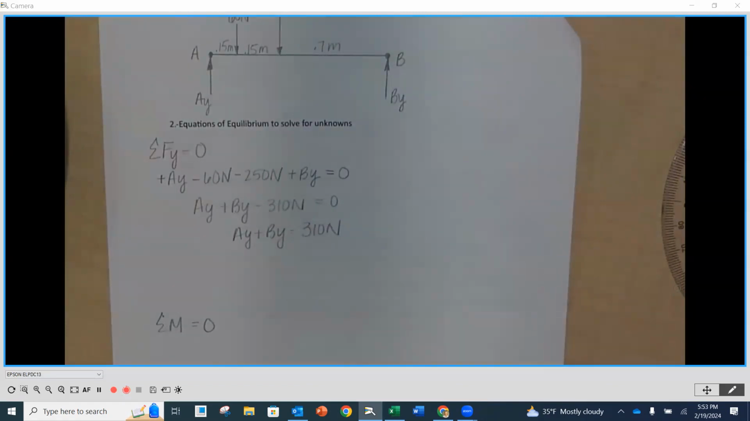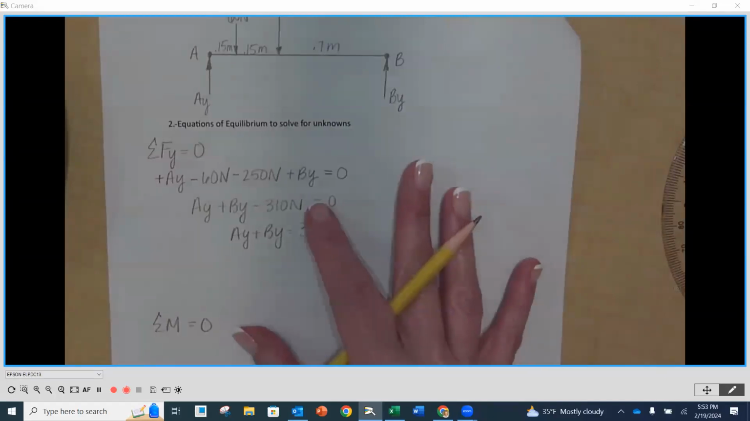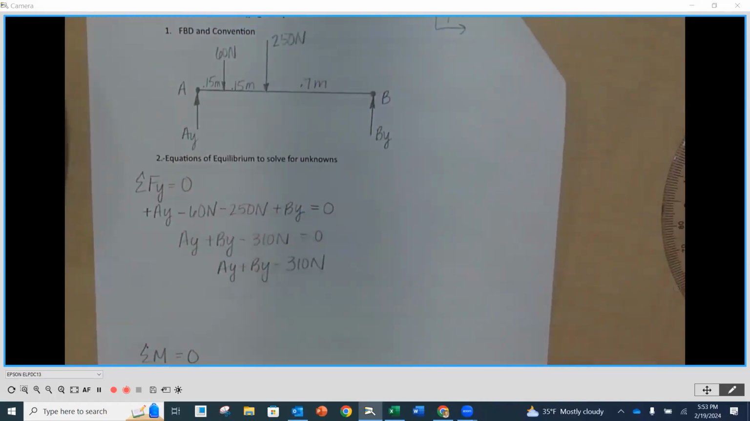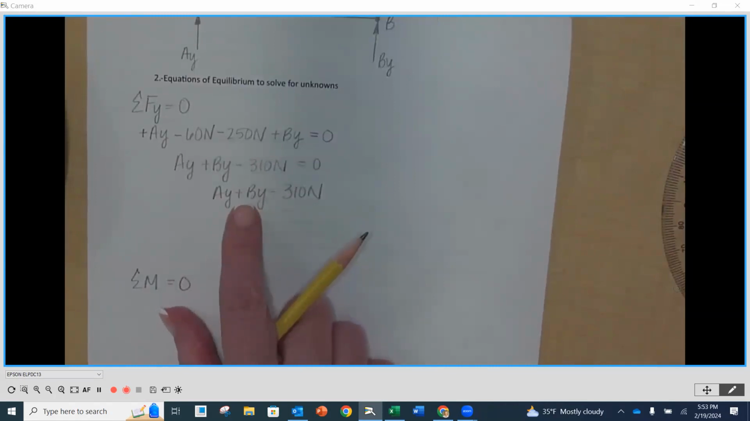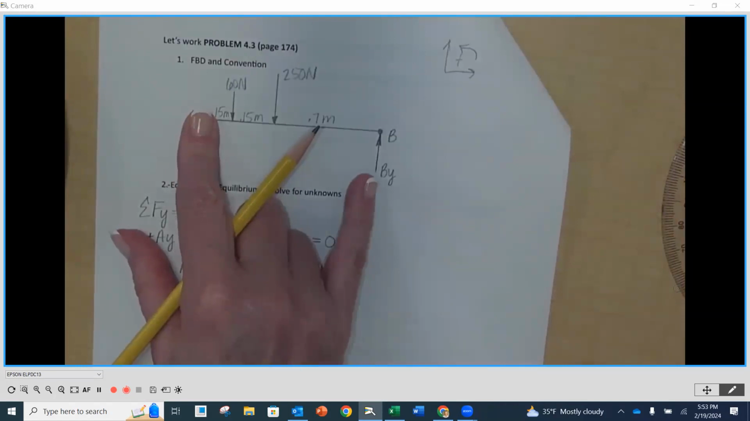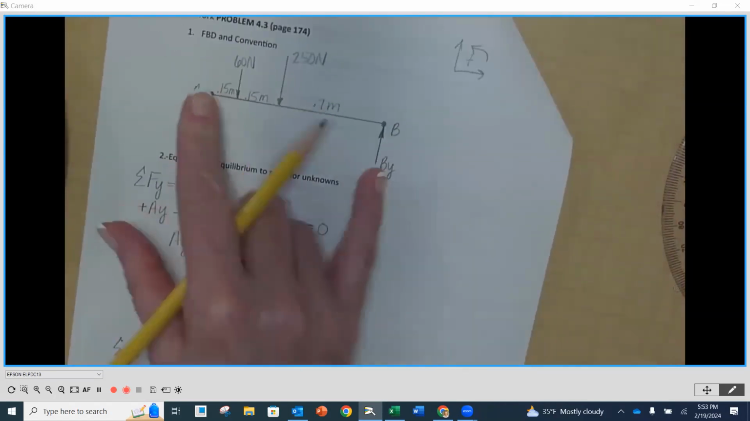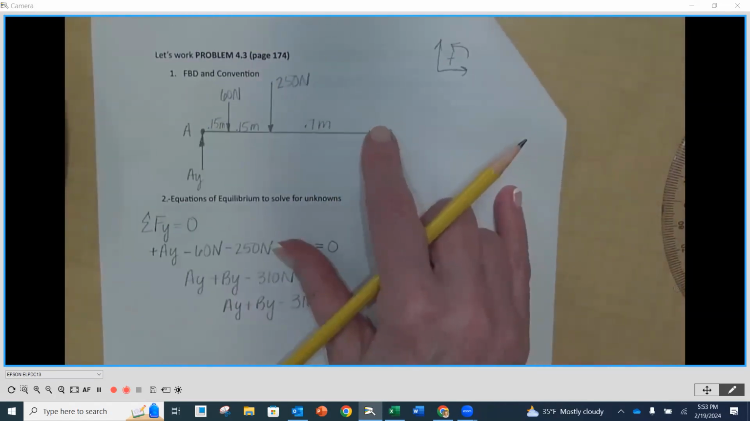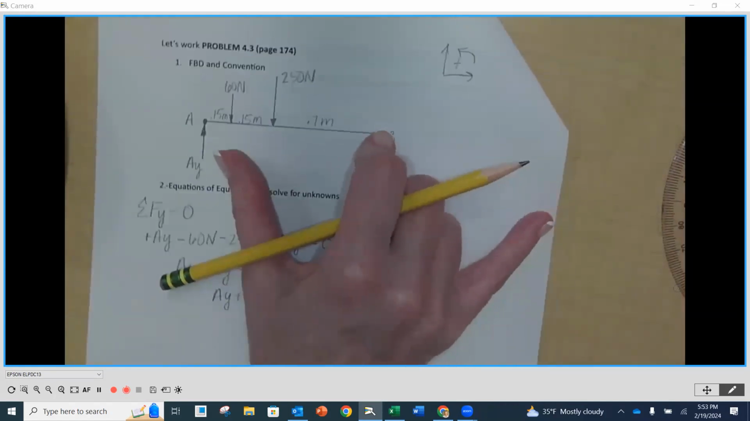What 2 points do I want to focus on strategically in order to solve for an unknown, either AY or BY? What do I want to sum around? A or B, yeah, because my 2 unknowns are at A and B, right? So if I put my finger on A, it's going to be to solve for BY as my unknown. If I put my finger at B as my pivot point, then it's going to be AY as my unknown.